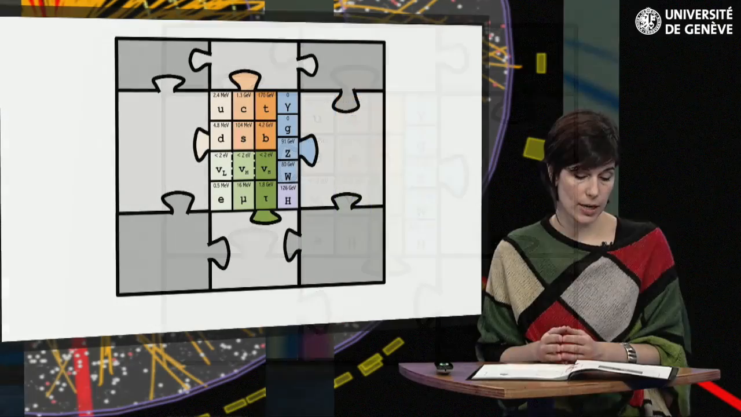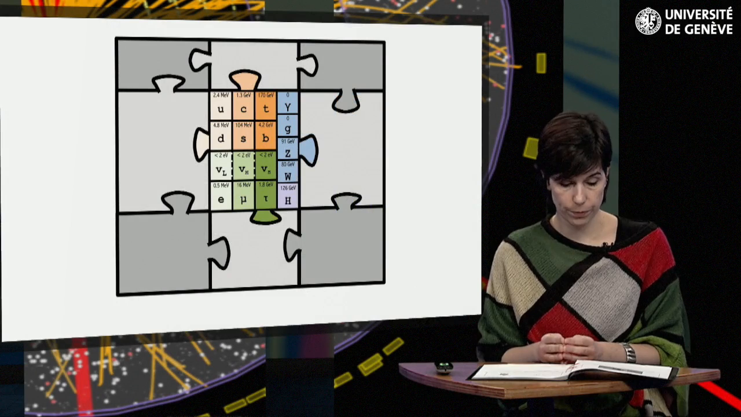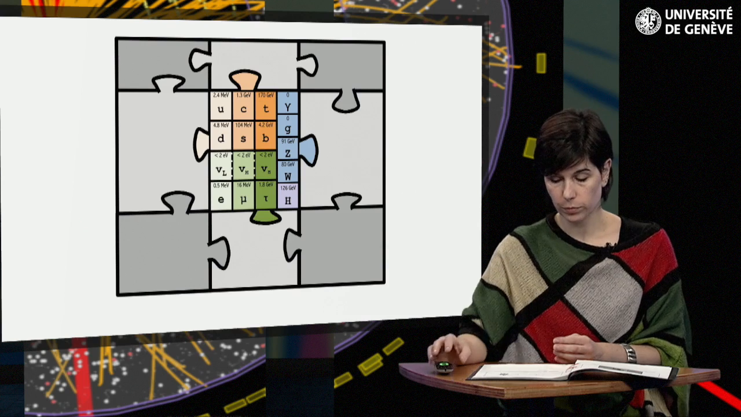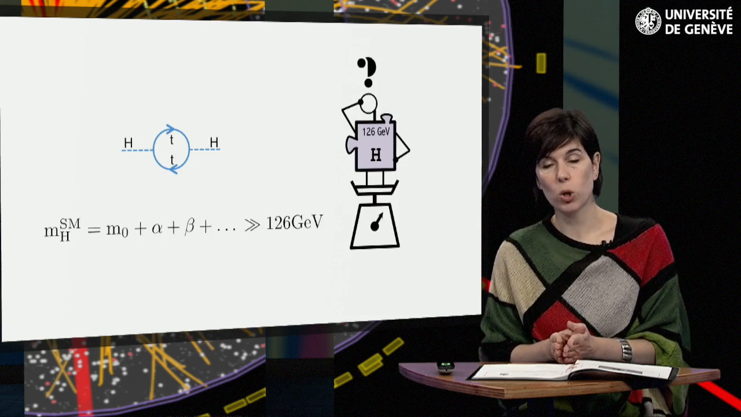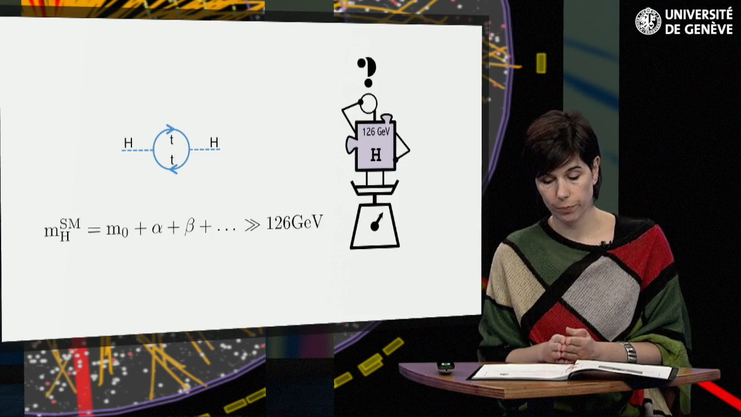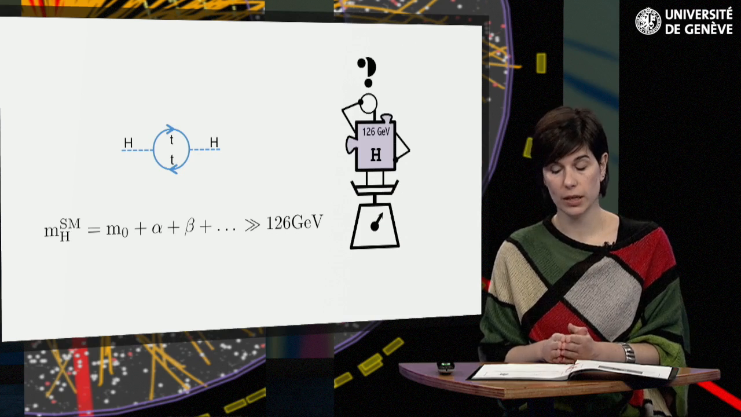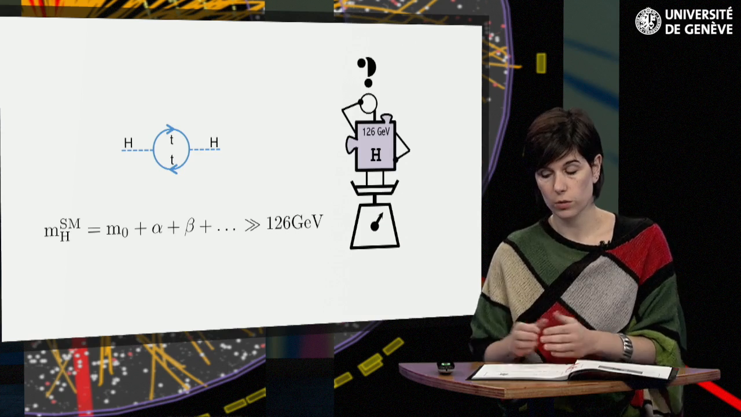Despite its great success, the Standard Model remains a piece in a bigger puzzle. It leaves, in fact, many questions unanswered. The Standard Model does not explain why the Higgs boson is measured to be so light. Quantum corrections to its propagator, like the ones shown here, ought to push its mass to much higher values.